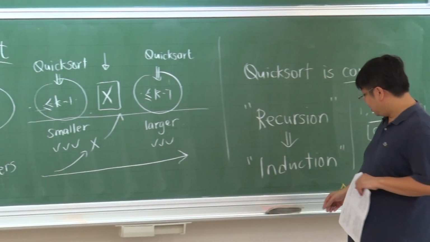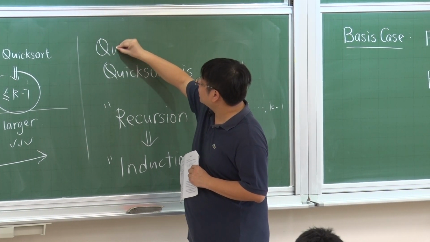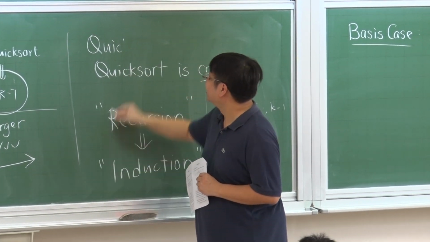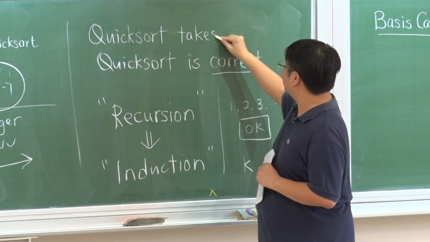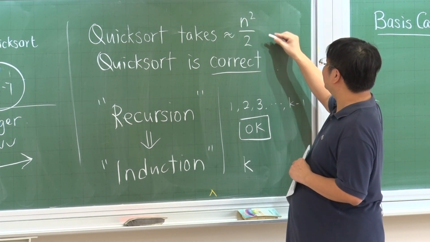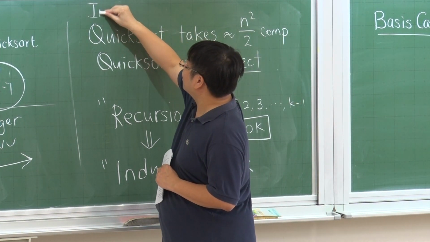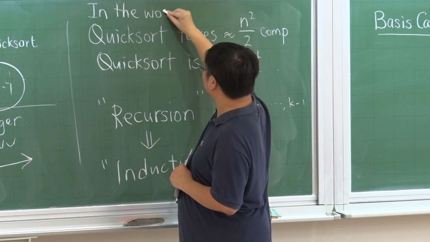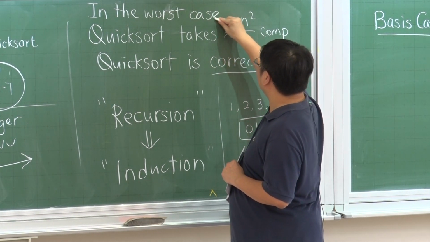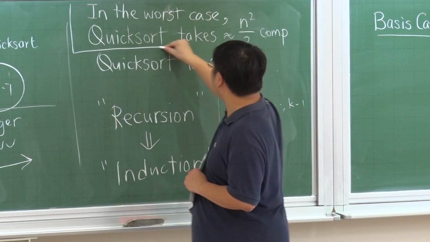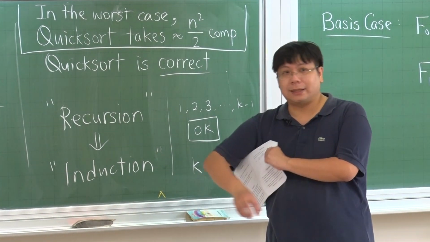Quicksort is correct, but quicksort is slow in the worst case. Quicksort takes roughly n squared over 2 comparisons in the worst case. So in the worst case, quicksort will need about n squared over 2 comparisons. So it is no better than selection sort.